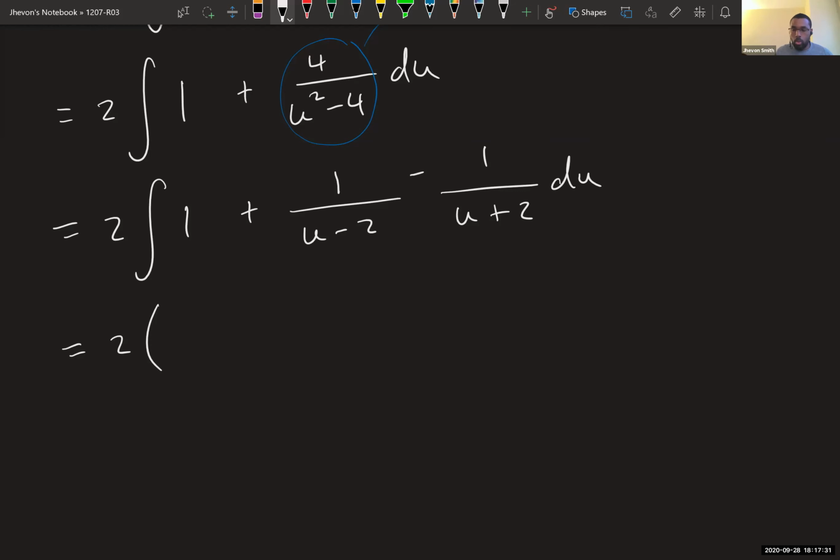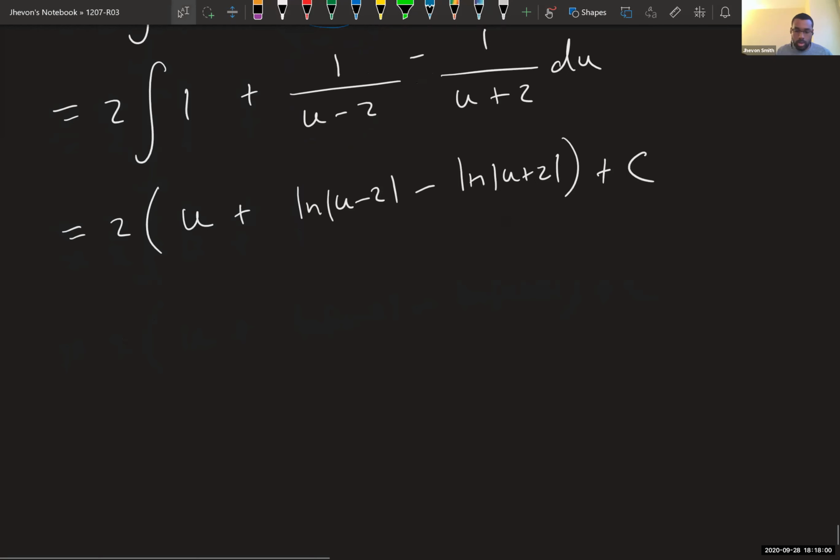So now you integrate 1 du, which is u. Oh wait, you don't have to take anything out because there's no a, right? Right. Okay, so 1. Oh wait, no, 1/4 ln of u minus 2 absolute value minus ln of u plus 2, plus c. And then you plug in radical x for the u.